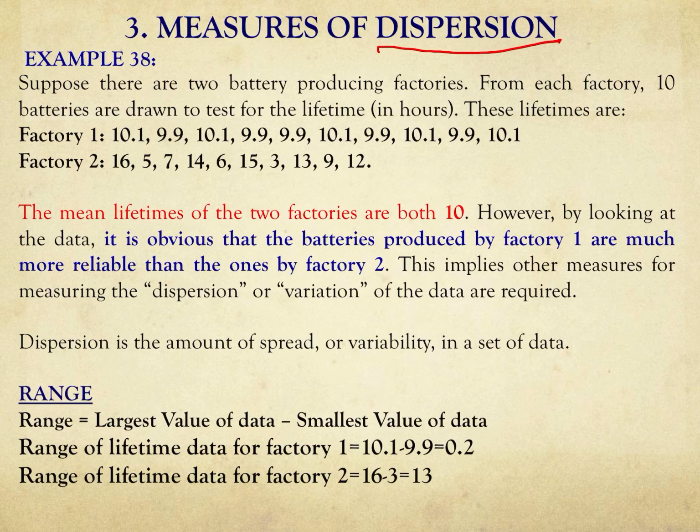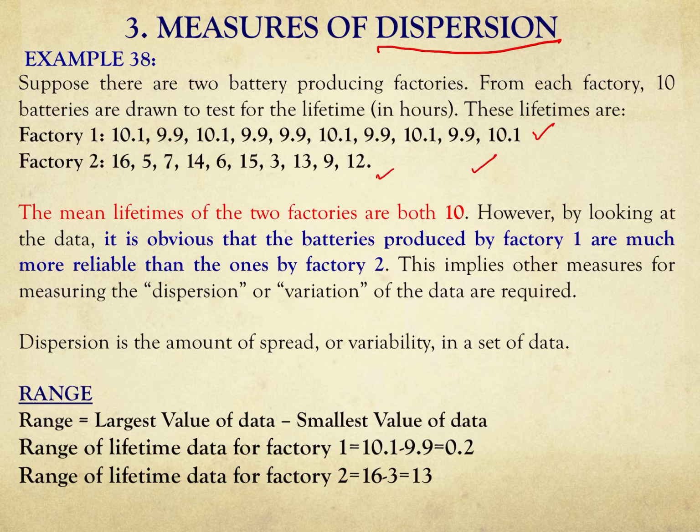Let's make sense of this by looking at example 38. Suppose there are 2 battery producing factories. From each factory, 10 batteries are drawn. Remember, we talked about productivity, and we also mentioned the issue of quality check. So 10 batteries, meaning they went through the same process. 10 have been drawn from factory 1, and these are the lifetimes that have been measured. Then 10 values again from factory 2.